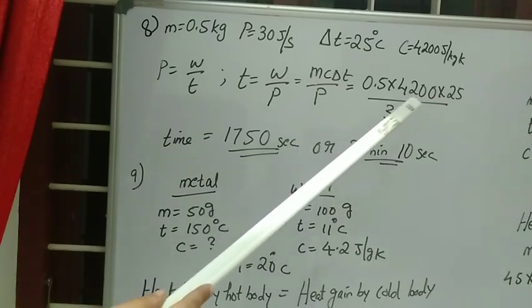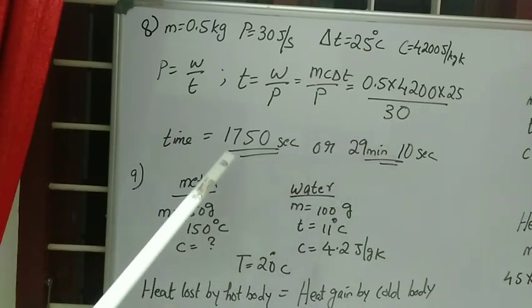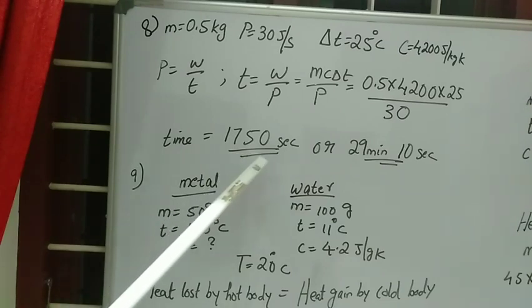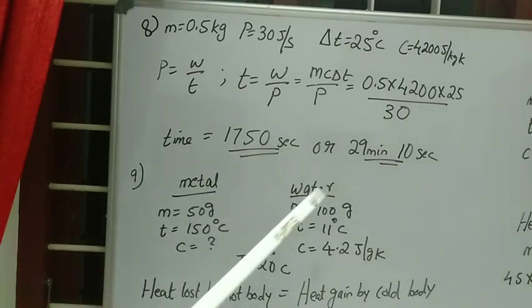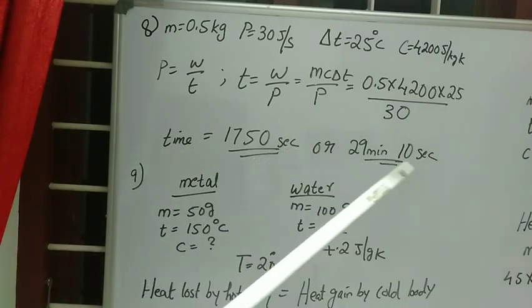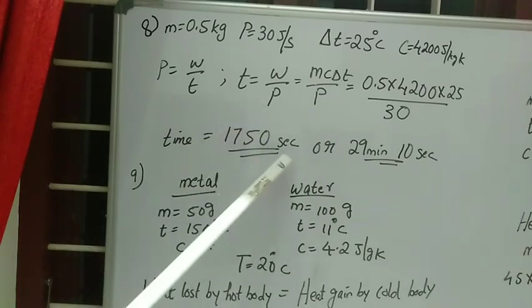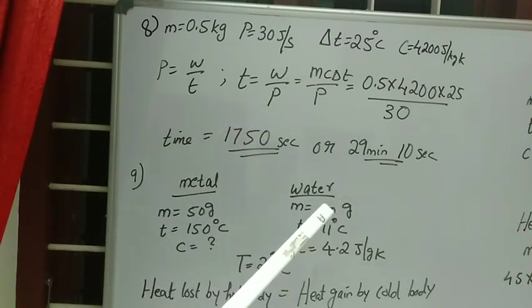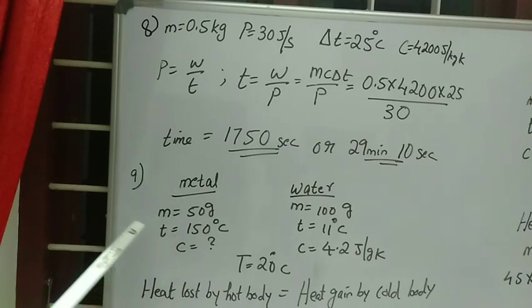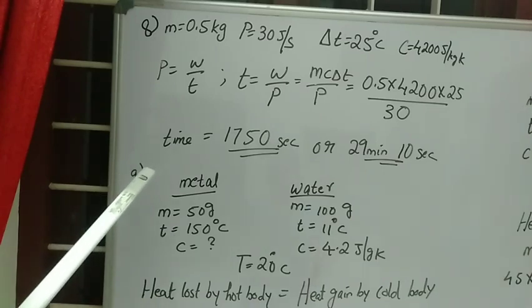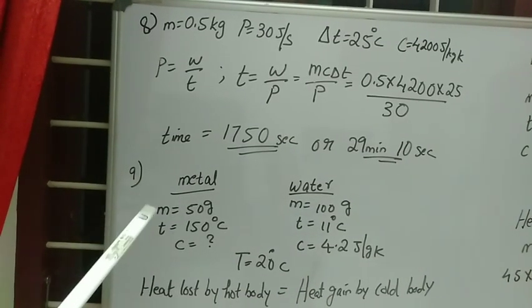0.5 into 4200 into 25 by 30. You will get the answer 1750 seconds. And in your textbook they just convert it into minutes and seconds. So while converting this to minutes and seconds, you will get 29 minutes 10 seconds. Next, question number 9.